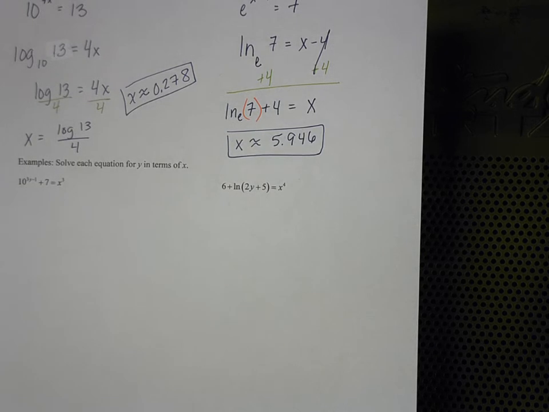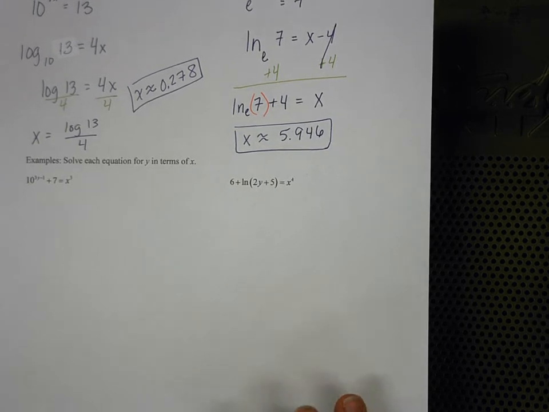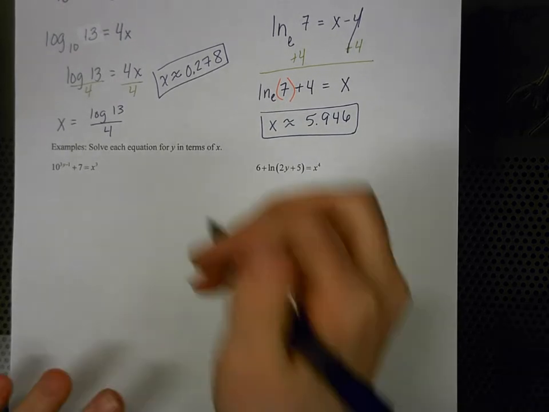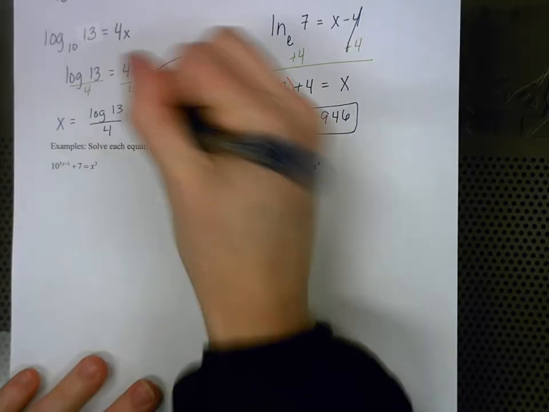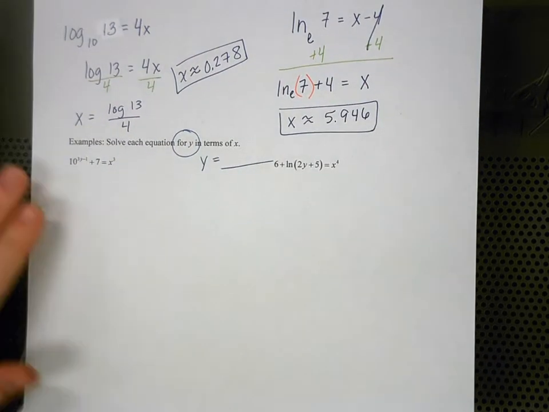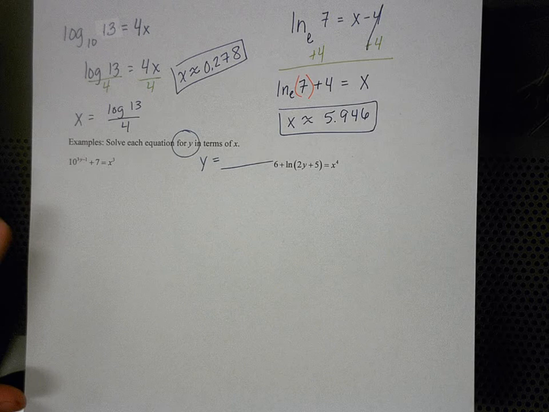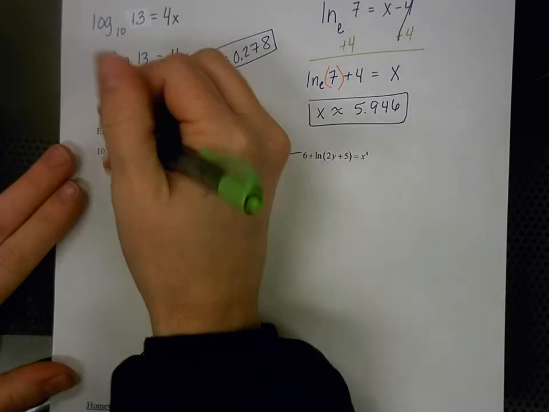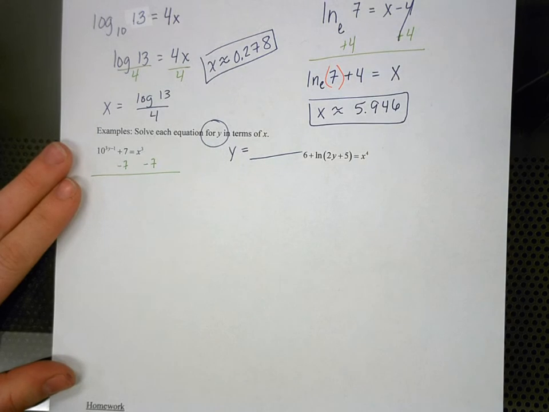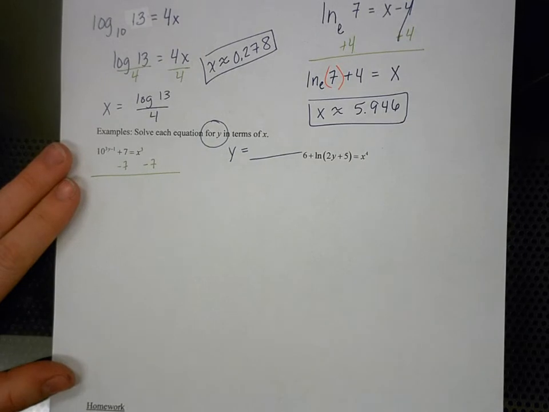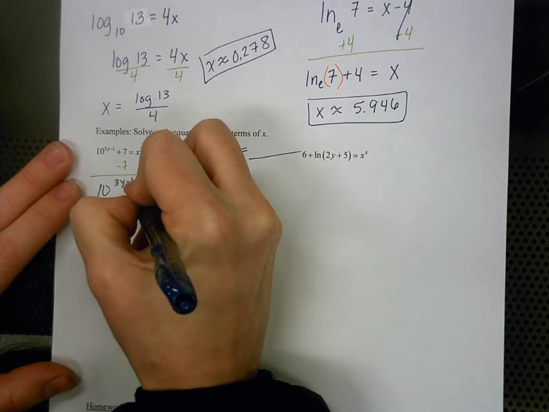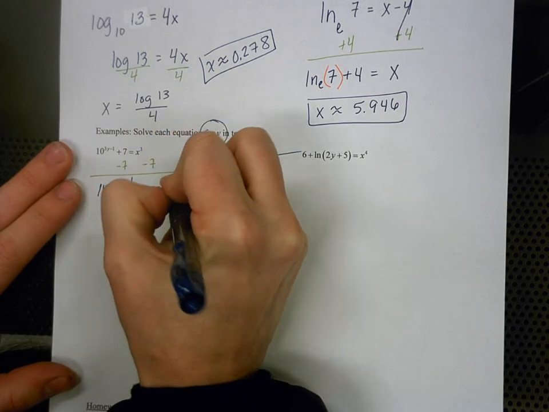All right. Now, these equations we're going to solve for y in terms of x. So solve for y means you want y equals something. So this problem on the left, we are going to subtract 7 because we want to isolate y as much as we can. So we get 10 to the 3y minus 1 equals x to the third minus 7.